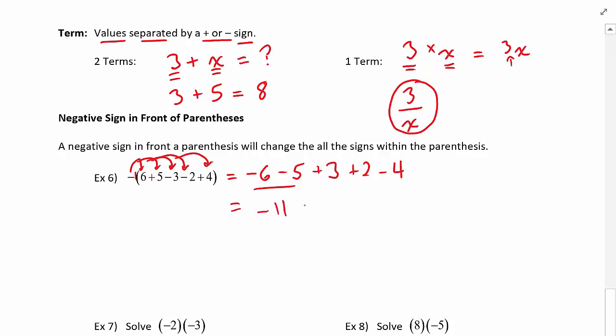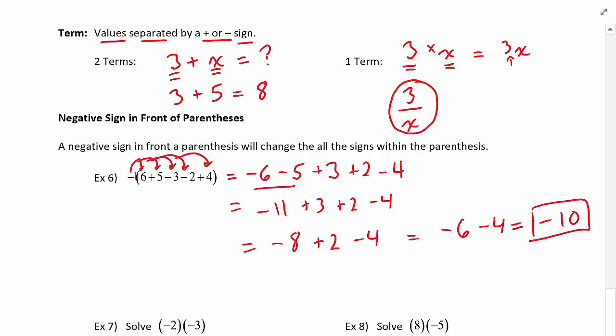-6 minus 5, -11, plus 3, plus 2, -4. And then we have -11 plus 3. In this case, we have -8 plus 2 -4. And then we'll take -8 plus 2. We have -6 -4. And in the end, we have -10.